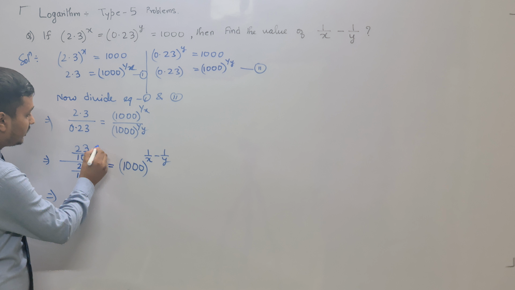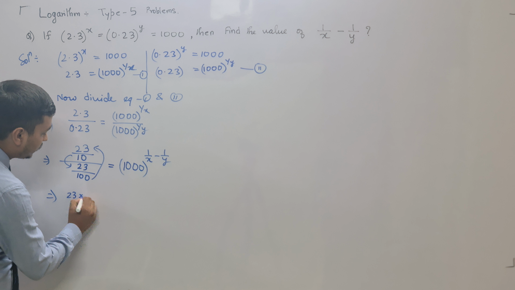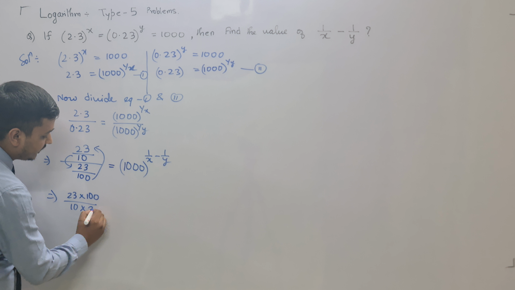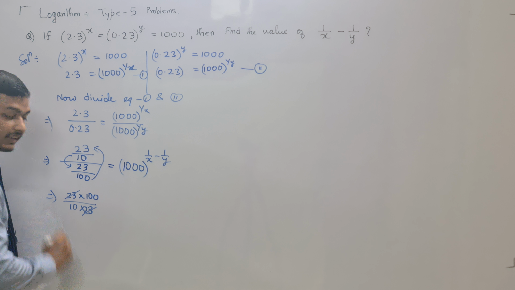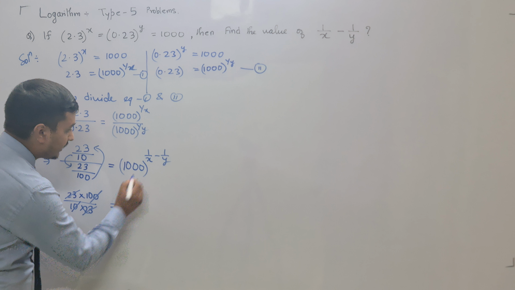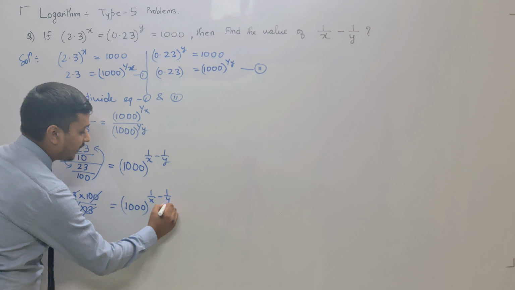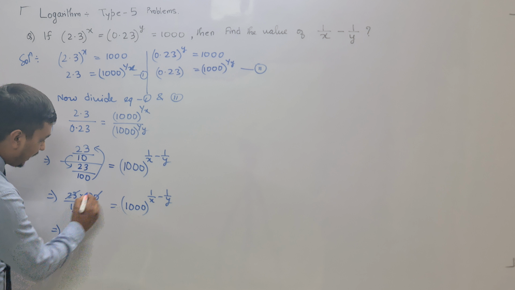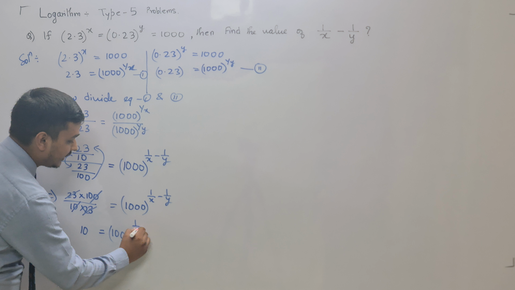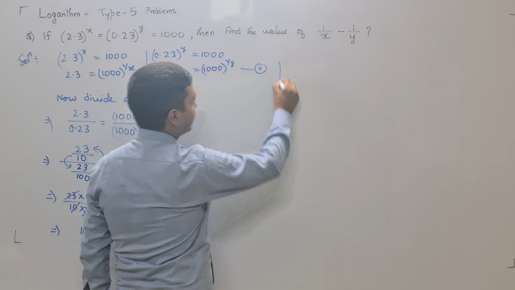Now see here, we will solve the fraction. 23 into 100, 23 into 10. Now 23 cancels, and 10 cancels, leaving only 10. The remaining right side is 1000 power 1 by x minus 1 by y. After cancelling everything, 10 is equal to 1000 power 1 by x minus 1 by y. Up to here clear? Now let us move to the next part.